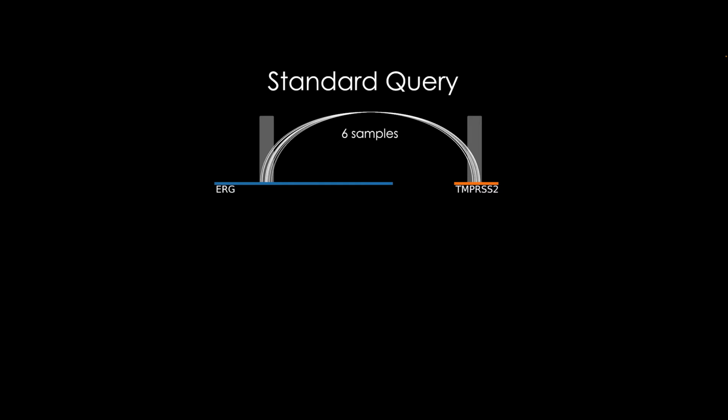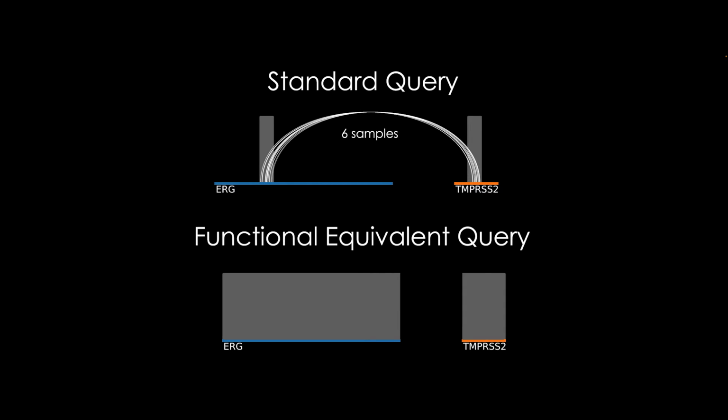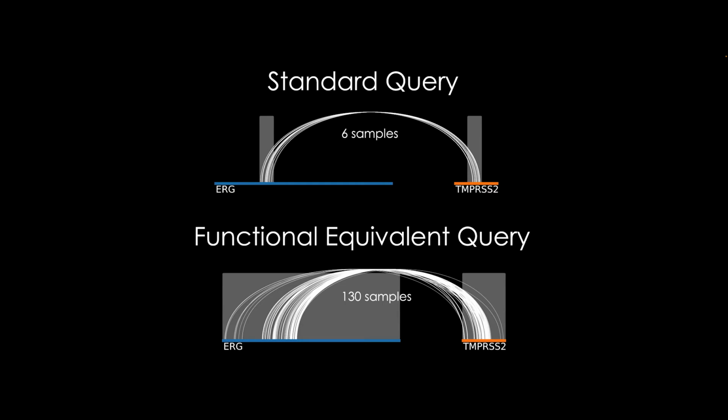But we aren't necessarily bound to these query regions. We're currently exploring the idea of a functionally equivalent query where, in the case of fusions, that query spans the entire gene body and will identify any variants that connect these 2 genes. In this case, we find 130 samples, which is actually a bit more than PCAWG found.